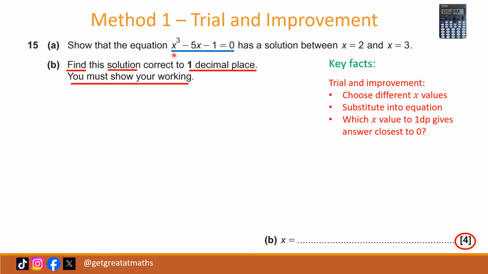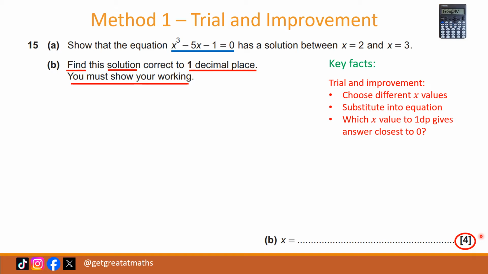So you pick a value for x between 2 and 3. Then you substitute it in. Is the answer 0? If the answer is 0, perfect, you've got the answer. If the answer isn't 0, you need to work out which answer will give you the answer of 0 correct to 1 decimal place. And this is worth 4 marks.